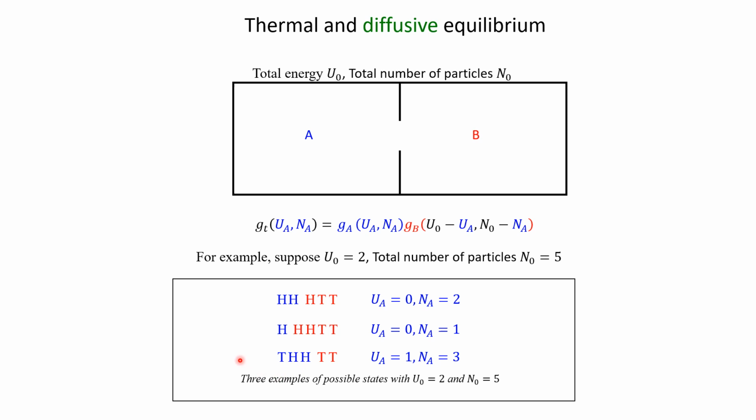So we can build a list of states of the total system, count how many of them will have system A with a given energy and number of particles, and then we have the multiplicity.